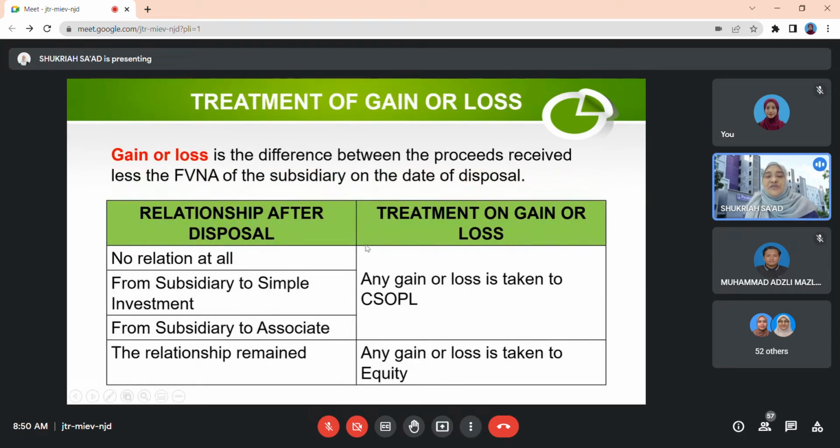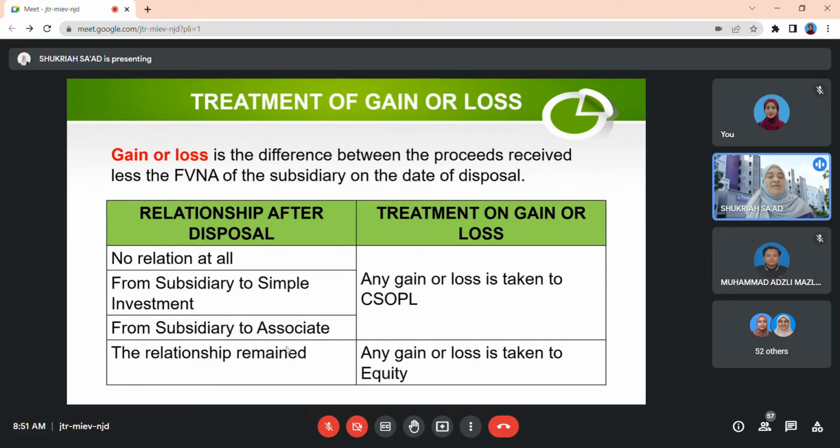Okay, now let's look at the treatment of gain or loss. Gain or loss is the difference between proceeds received and fair value of net assets of the subsidiary on the date of disposal. Okay, so for date of acquisition, we short form it as DOA. For disposal, we create another acronym, which is DOD, date of disposal. Okay, so the treatment of gain or loss. Okay, the basis we reflect back.